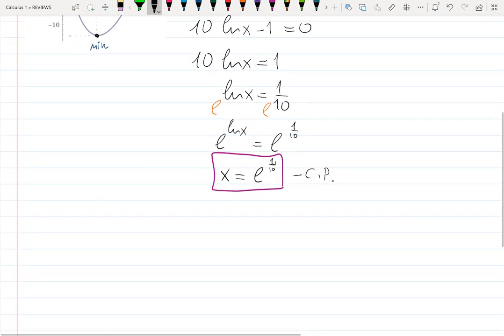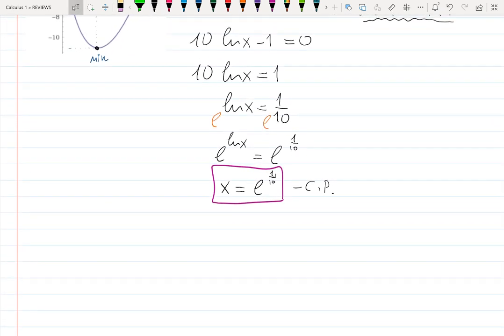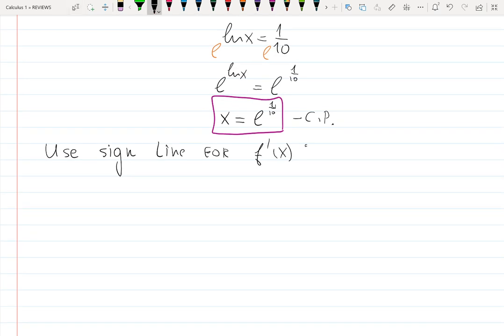So we have only one critical point, and we're going to draw a sign line for the first derivative. And this is my notation. You don't have to follow this notation. I saw some students using a box method or any other method to organize their information, and you can choose any way you like.